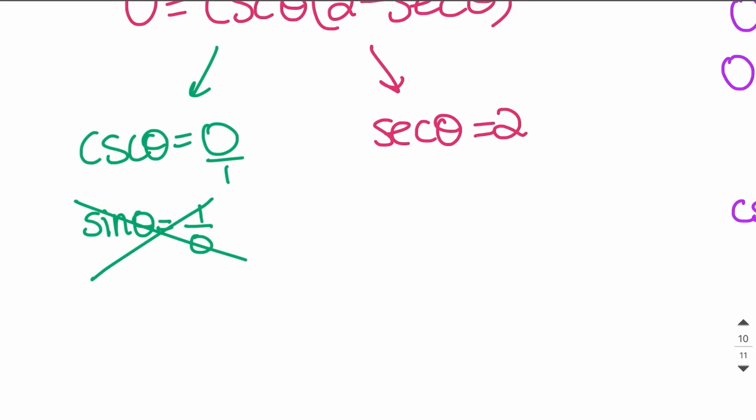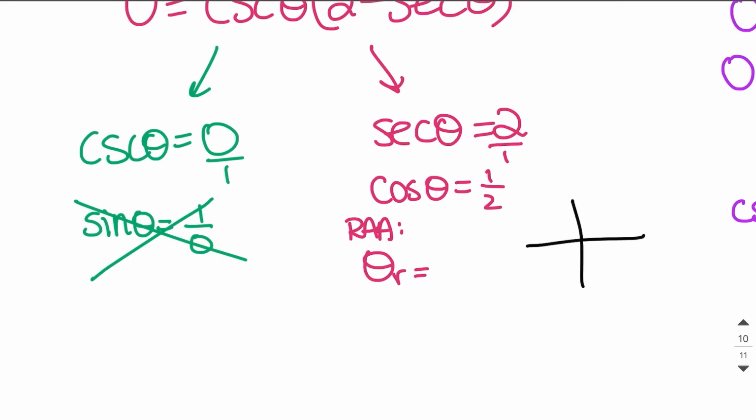Now for this one right here, we're going to say that the cosine of theta, because that's the reciprocal of secant, is equal to 1/2. So here, we're going to find our related acute angle, which is going to be, we'll draw this out and find our special triangle right here. So cosine is going to be 1 over 2. So we know that this is 1, this is 2, which means that our related acute angle right here has to be 60 degrees.